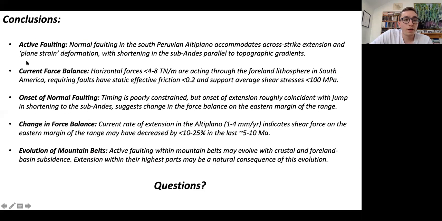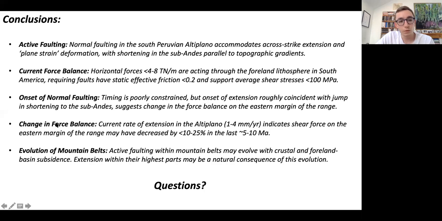Okay, so this is just a slide with the conclusions on, and I've hopefully convinced you, firstly, that there's good evidence that active normal faulting is occurring in the South Peruvian Altiplano, and that the orientation of the extension on those normal faults mirrors the rotation in the shortening direction along the eastern margin of the Andes. I think this is a pretty nailed-on observation, if you like.